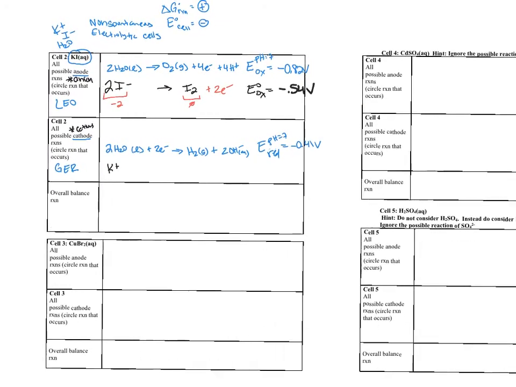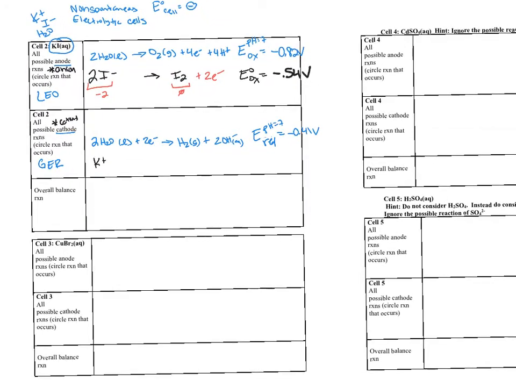And now we have to decide which reaction will occur. So at the anode, we have two possible reactions. The reaction that occurs is whichever is easiest to occur. And we can say the reaction with the most positive E ox will occur. So most positive or least negative, two ways to think about it. And so I'm comparing negative 0.82 to negative 0.54. So there we go. I minus is the reaction that will occur.